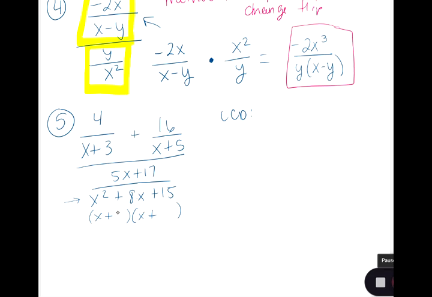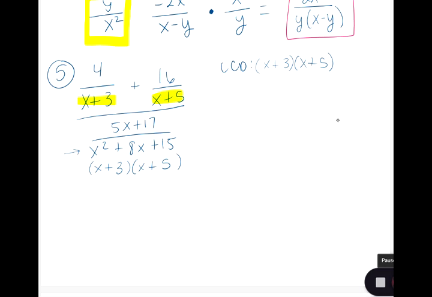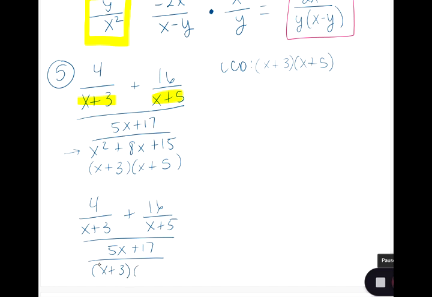We're looking for 8, so it works out that 3 and 5 is what we're looking for, because 3x plus 5x would give me 8x, which happens to be the two denominators in the numerator, which is fantastic. So our LCD is just that, x plus 3 times x plus 5. And when we go to multiply this, we're going to multiply both the top and the bottom by this x plus 3, x plus 5. I'm going to write it as factored in the bottom, so 4 over x plus 3 plus 16 over x plus 5 all over 5x plus 17 over x plus 3 times x plus 5.